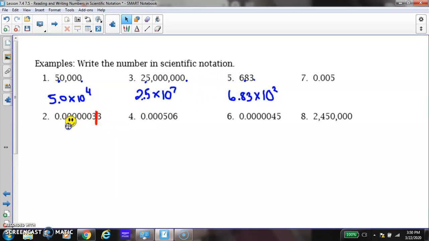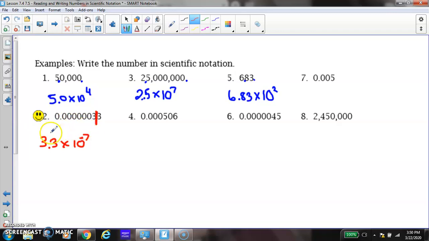So 1, 2, 3, 4, 5, 6, 7 places to get to that red line. So how I write this, remember, is your factor has to be between 1 and 10, so I'm getting rid of all those extra zeros, so 3.3 is between 1 and 10. You always write times 10, and then we said we moved 7 places, but since we're dealing with a tiny decimal, and we moved our smiley face decimal to the right, we're going to be including a negative exponent this time. So it's 3.3 times 10 to the negative 7.